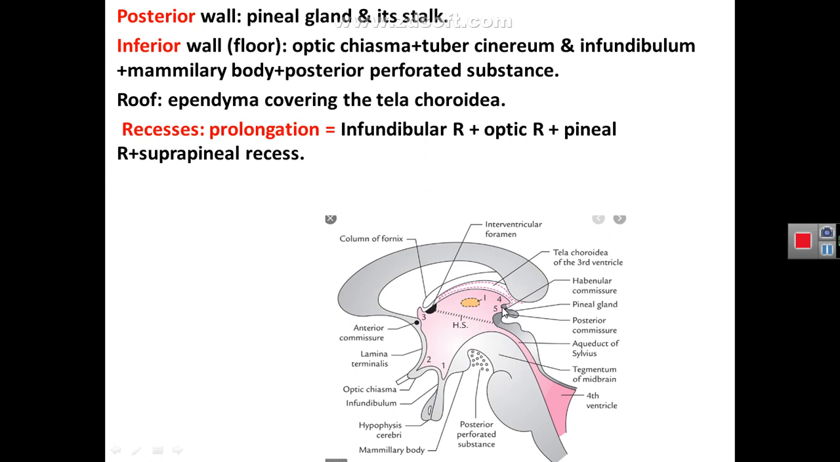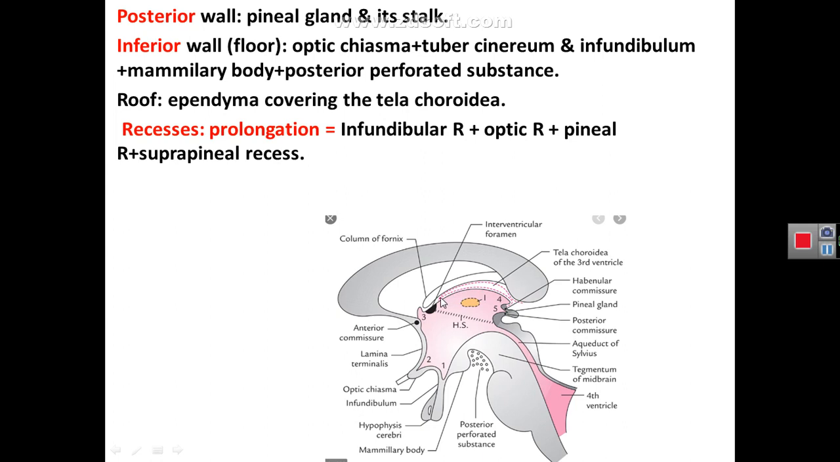The roof of the third ventricle is formed by the fold of pia, which is called tela choroidea. We said that the pia mater folded below the splenium of corpus callosum, extending anteriorly till the interventricular foramen and returning back. And this fold is called tela choroidea, which is a triangular fold.